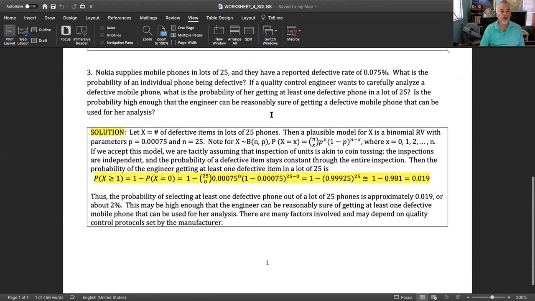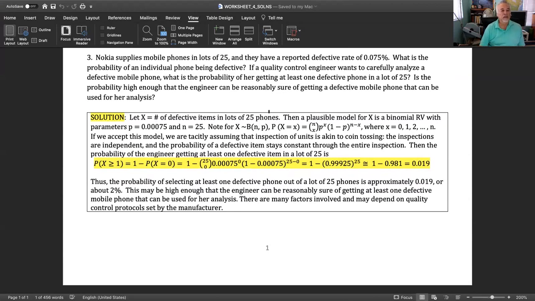All right. In this last problem, we have the following scenario. Nokia supplies mobile phones in lots of 25. Maybe they're shipped in boxes, and the quality control engineer has to inspect these phones, and she's looking for defective phones and finding out why they're defective. Now, from historical studies, the defective rate of this particular phone is about 0.075%, okay? So that's quite a bit less than 1%. So it's a fairly small number of defective items here, as you would imagine.